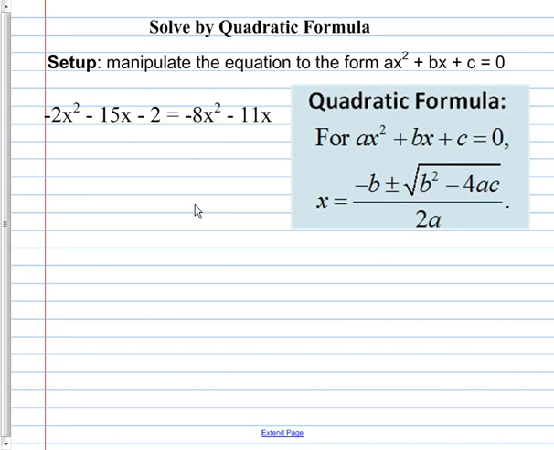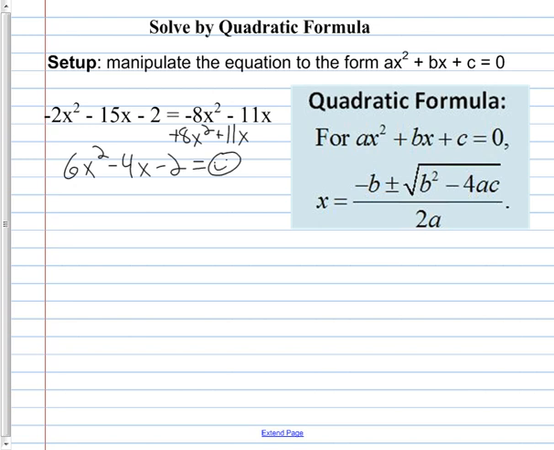To solve a quadratic by the quadratic formula, all we need to do is manipulate our equation to the form ax squared plus bx plus c equals 0, and then plug in a, b, and c into the quadratic formula. So let's take this first example. Currently, it is not equal to 0, so let's scoot over the 8x squared and the negative 11x. If we do that, we now have 6x squared minus 4x minus 2 equals 0.